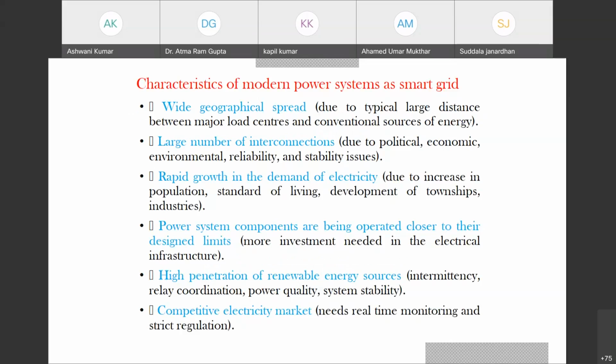The first very important point is the wide geographical spread, because of the larger distances involved between the generation stations as well as the load centers. The geographical spread as well as the electrical distance between the components is very large. Looking into this, there is a concern for power flow in a proper manner, and we have to think of network stability from a wide perspective. Otherwise, it's not possible at all to operate the system successfully in a wide area network, okay?